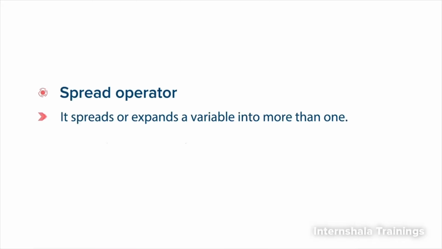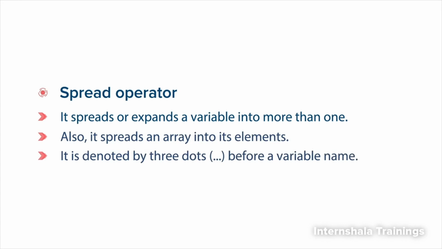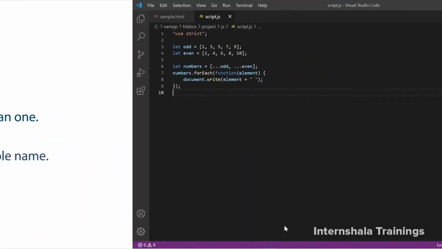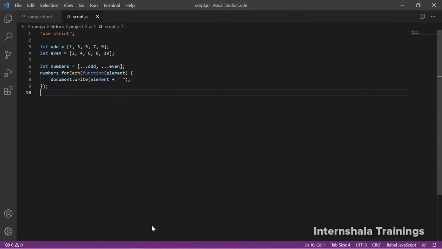Now let us move to spread operators. A spread operator spreads or expands a variable into more than one, and it spreads an array into its elements. It is also denoted by 3 dots before a variable name. Let us understand it with the help of this code.